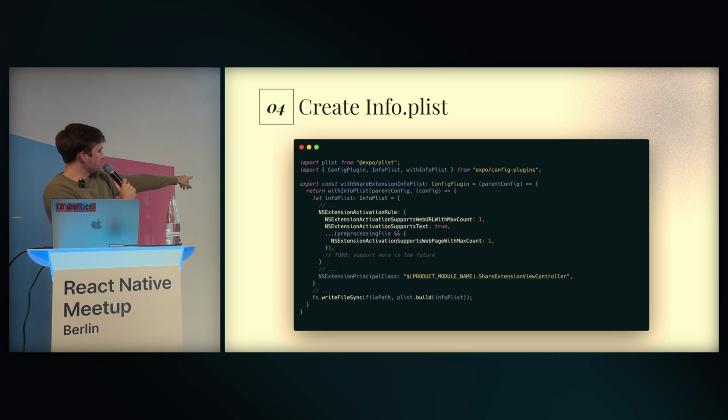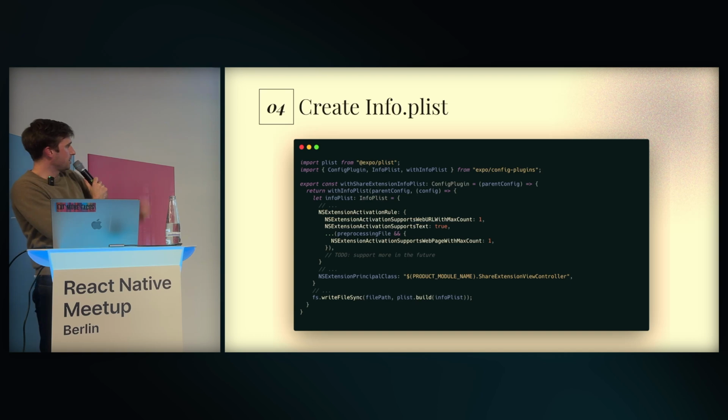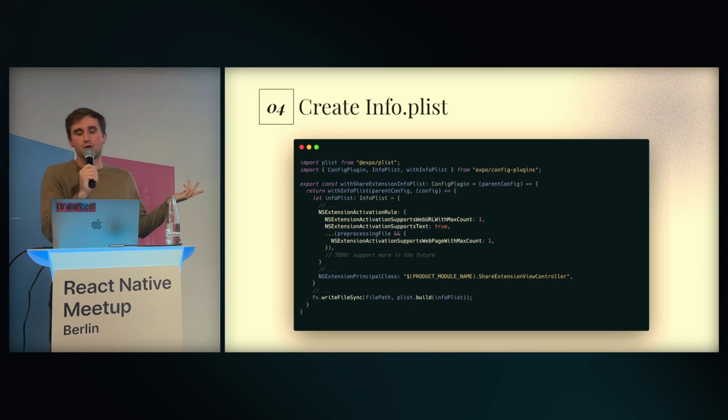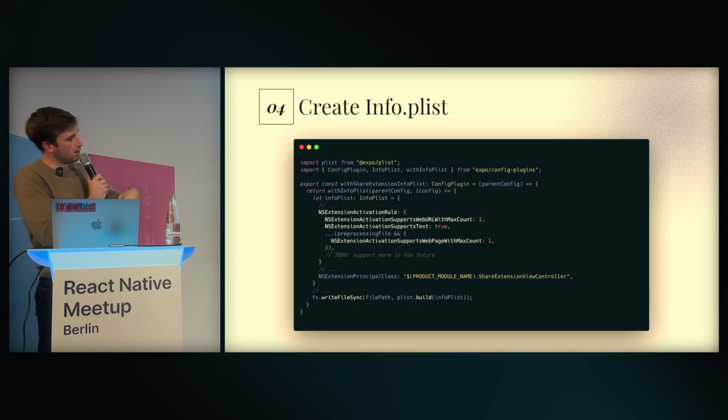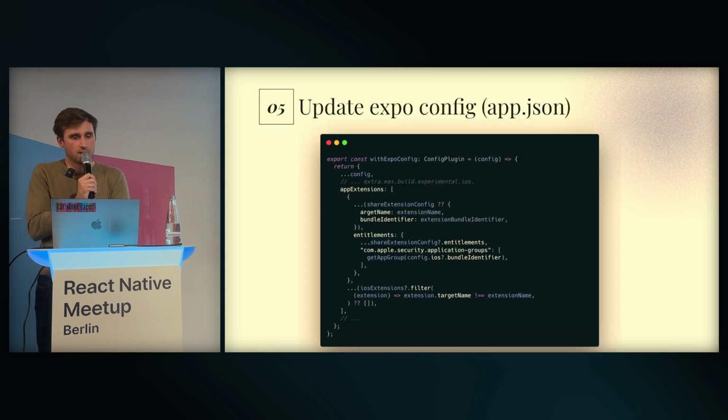And lastly, what's also important here is that we have to specify the so-called NS extension principal class, which should be the same name as the view controller that we created in our Swift file. Then we create the file, and that's kind of it.